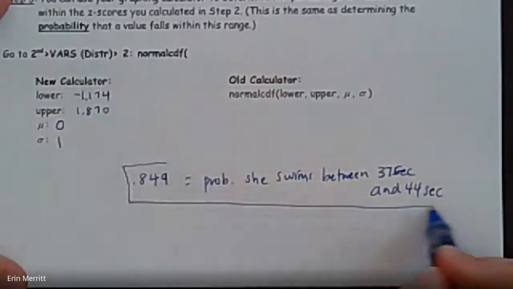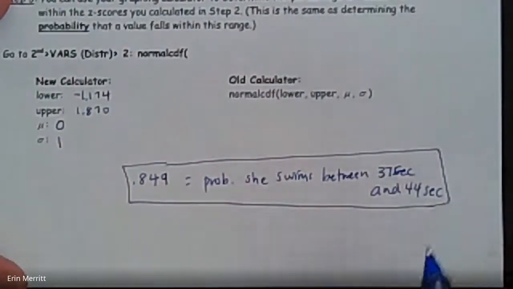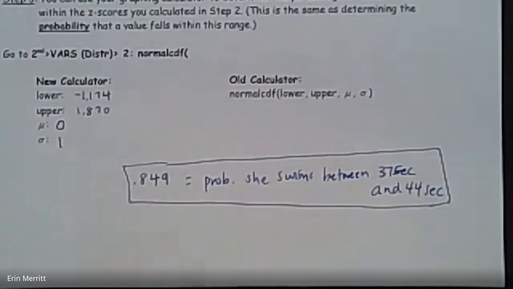So if you were betting, I'm not a bettor. It makes me nervous. But if you were a betting person, that's the probability that she would swim between those two times, right?